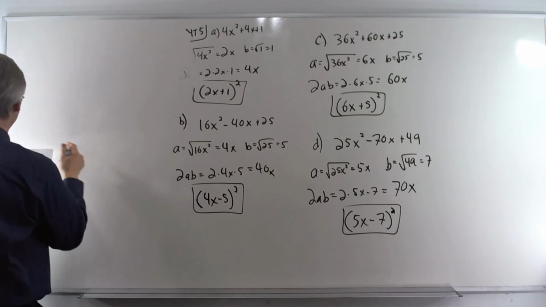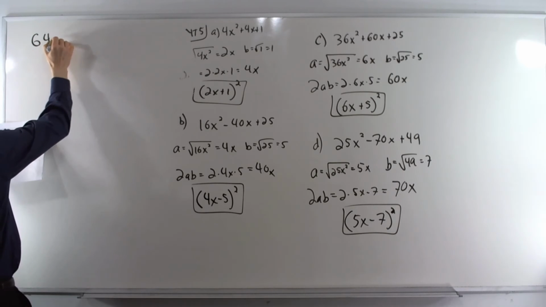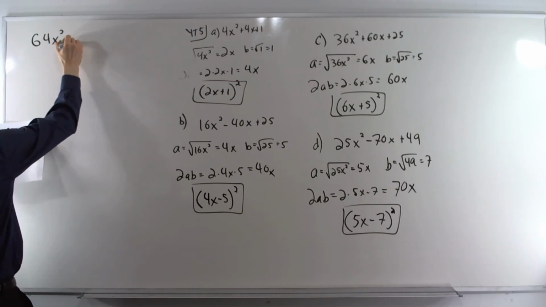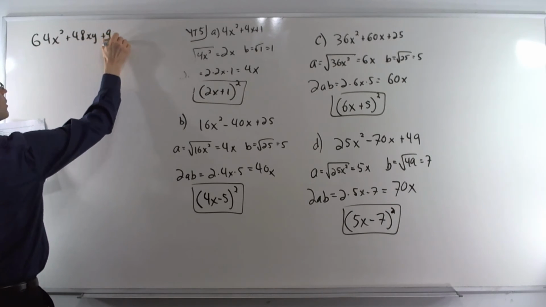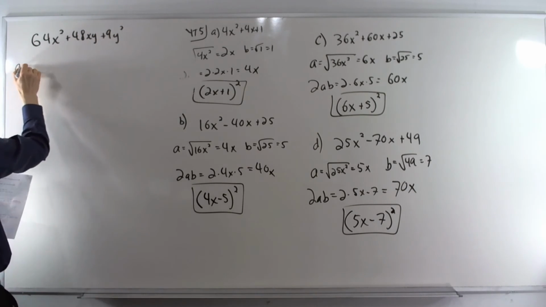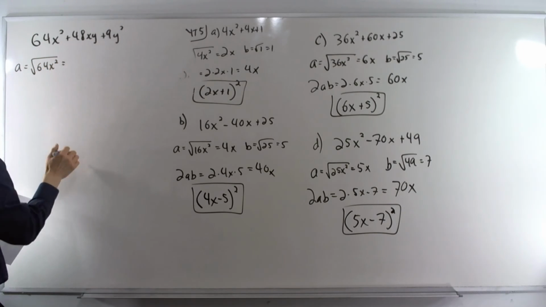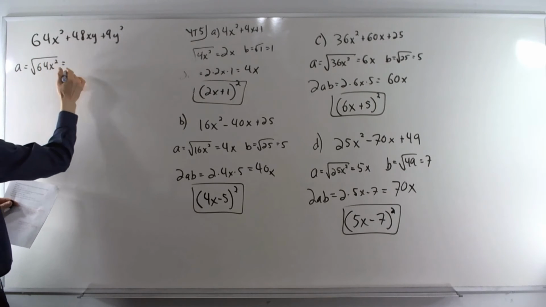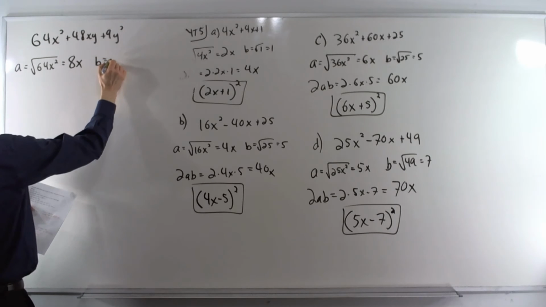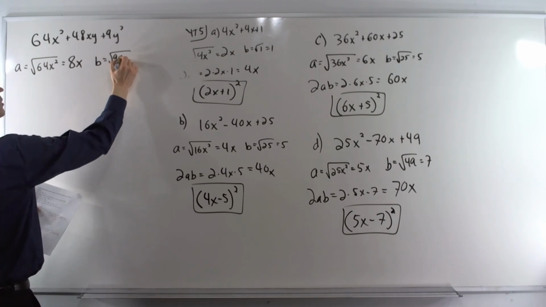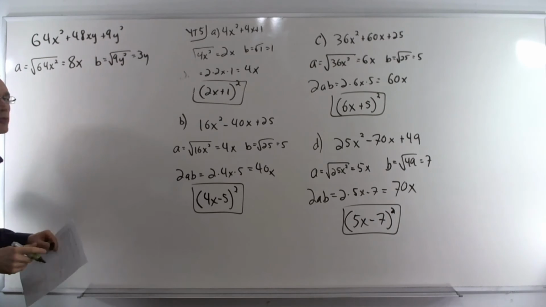Now, some perfect square trinomials have more than one variable, but the process is exactly the same. So A will be the square root of the first term. Square root of 64x squared is 8x. And B, the square root of 9y squared, which is 3y.